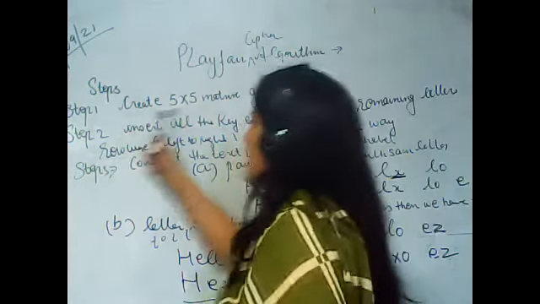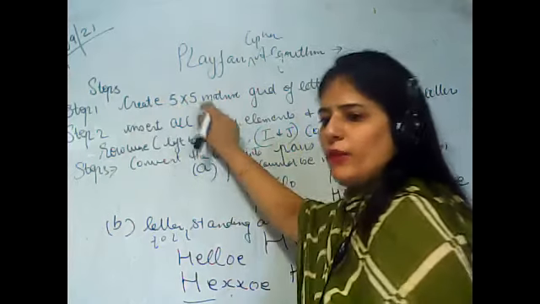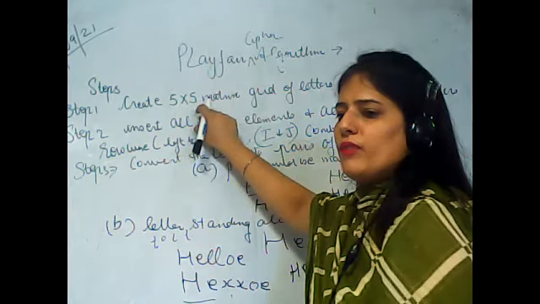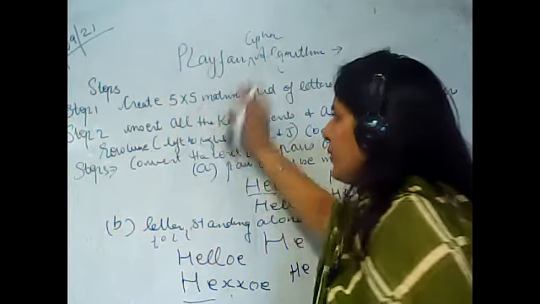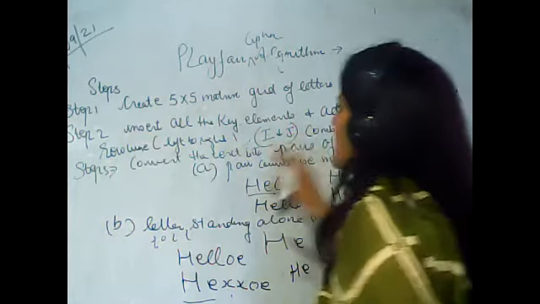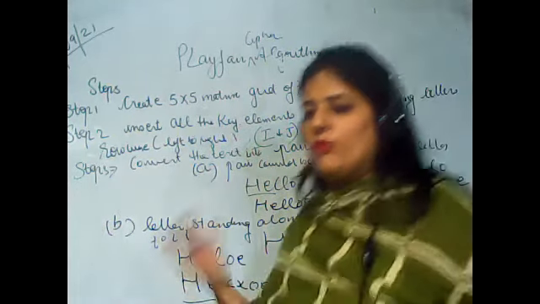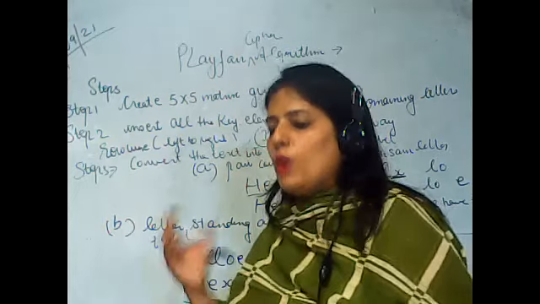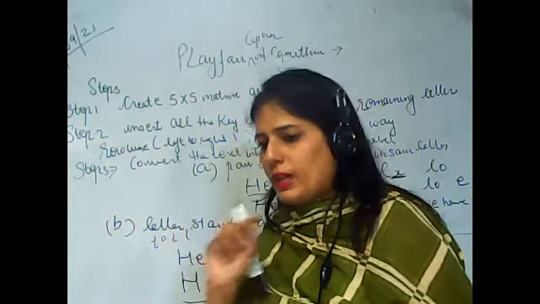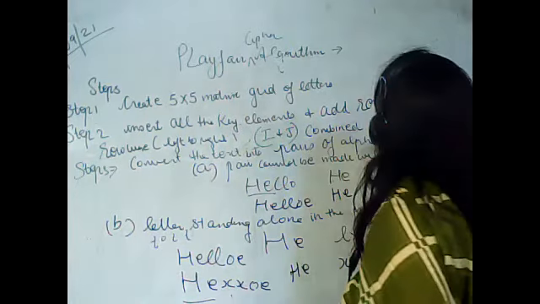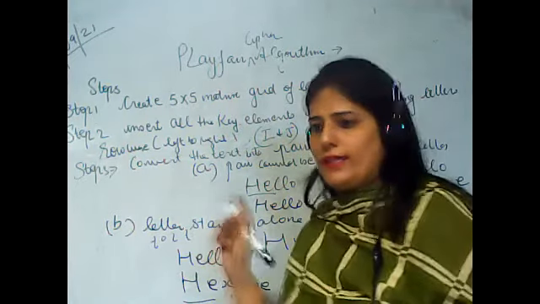So the first step is that we have to create a 5 by 5 matrix. This is a rule in Playfair that we have to include this 5 by 5 matrix. Fine. The second thing is to insert all the key elements. Obviously, with the plain text, we will provide the key. So we will first start inserting all the key elements here, and after that, we will add the remaining letters row wise.